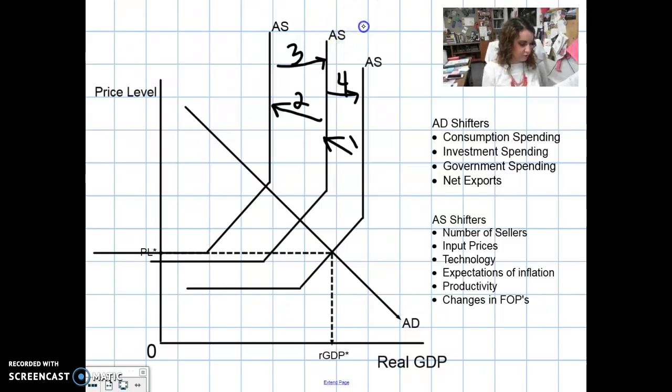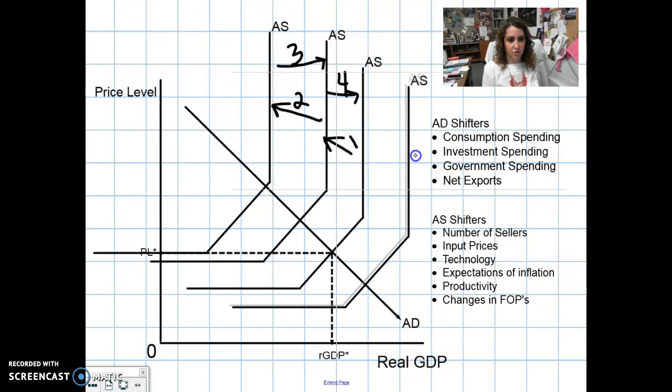On number 5, computer technology brings new efficiency to the industry. Technology is a shifter of aggregate supply, and so if technology brings new efficiency, you can produce more. And so aggregate supply is going to shift to the right from C to letter D. So number 5 is a rightward shift.